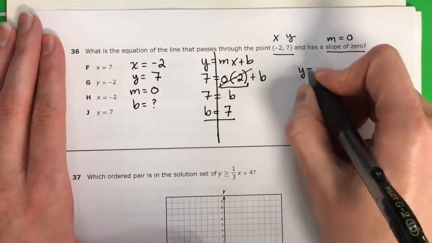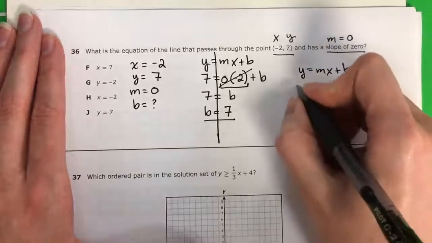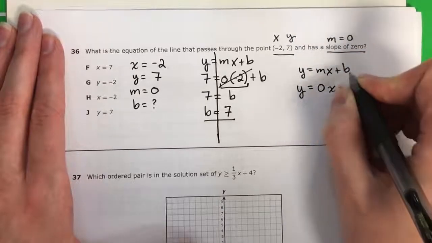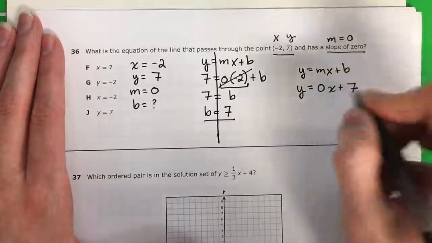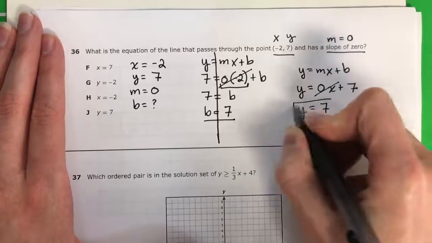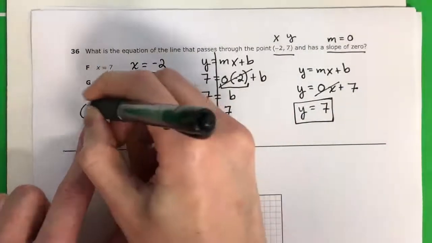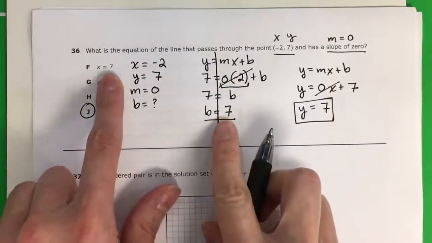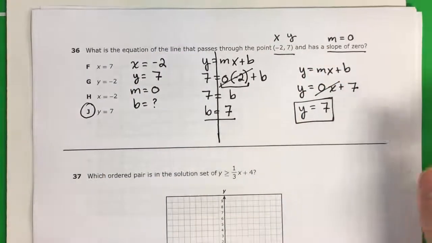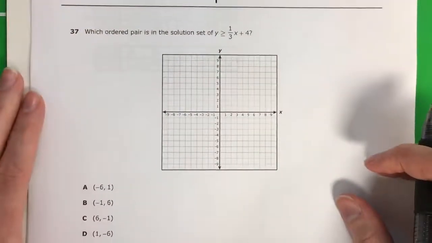Now I need to put the numbers inside of the slope-intercept form equation. So y equals m is 0, x plus b is 7. 0 times x is 0, it cancels, so you have y equals 7. That's your answer, y equals 7. J. Be careful, some people pick F. You need to make sure that you put the numbers inside the formula to get the correct letter. Number 37.